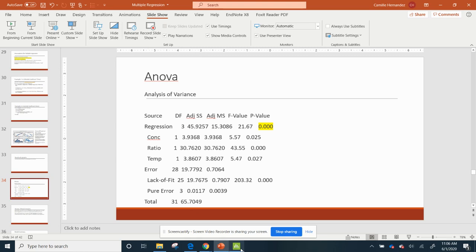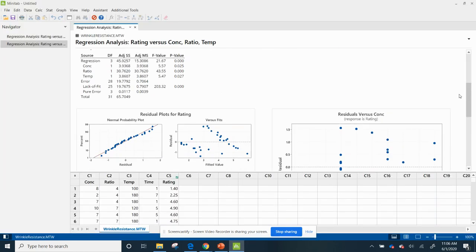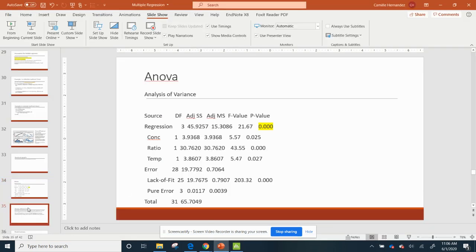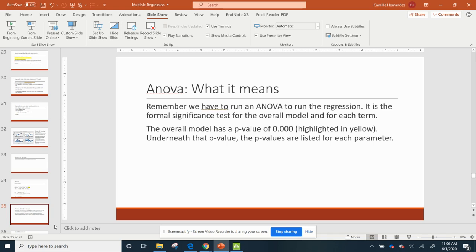All right, so then let's look at the analysis of variance. It might be easier to look at it here. Oh, so look, p-values. P-values are still really good for the overall model. It's still 0. Concentration is 0.025, ratio is 0, and temp is 0.27. So all those are still significant. And here are the F values if you wanted to look at those. You might have to report the F value, so it's 21.67. All right, so that looks good. So the overall model is still really good.